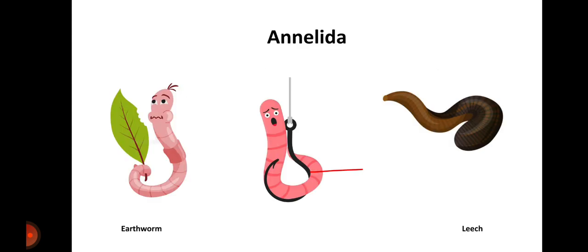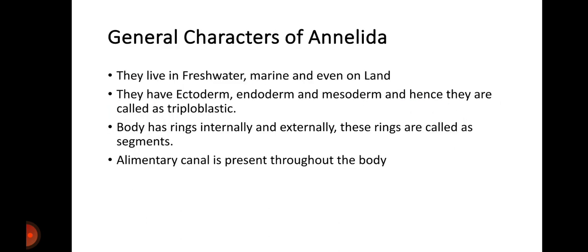So you can see the examples for the annelids. Here the examples are like the earthworm. These both are earthworms, and we can see a leech here. So you can say that earthworm and leech are examples for annelids. Now let's discuss the general characters of annelids.